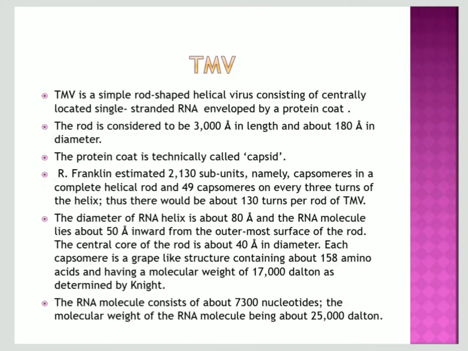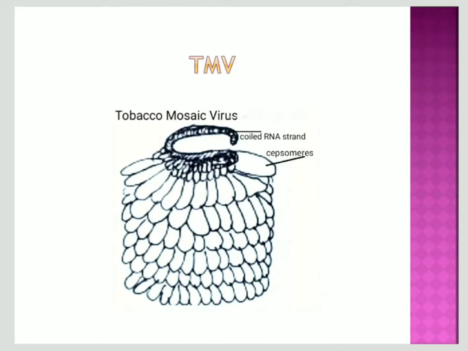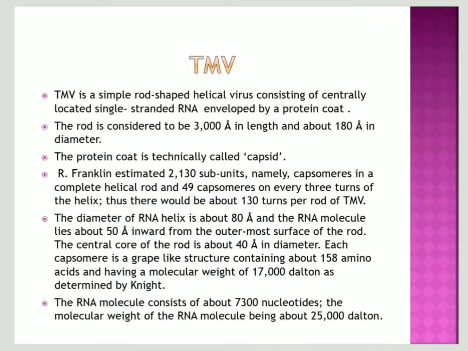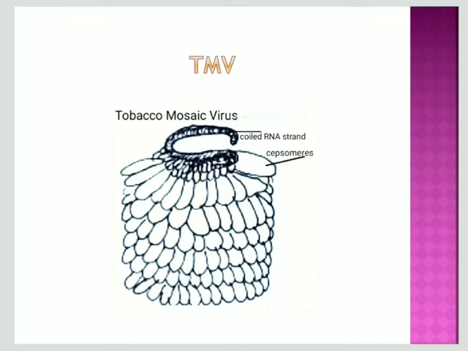TMV is a simple rod-shaped helical virus consisting of centrally located single-stranded RNA enveloped by a protein coat, that is tobacco mosaic virus, TMV. The rod is about 3000 angstroms in length and about 180 angstroms in diameter. The protein coat is technically called the capsid. R. Franklin estimated that if you see the structure, which is rod-shaped, it contains 2130 subunits, that is capsomeres.